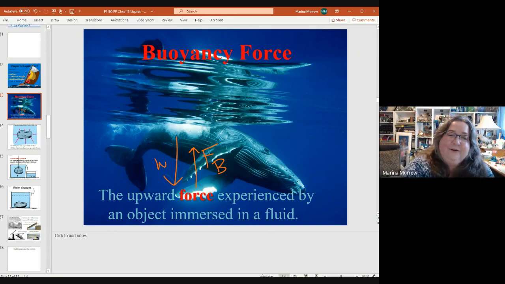This is the same force when you've got a boat. It's being pushed upward by the buoyancy force, right? Which is opposite the weight.